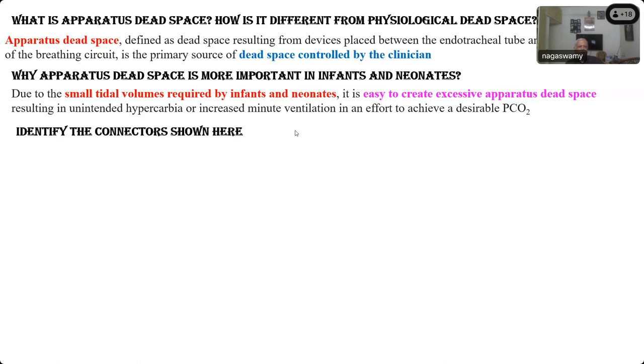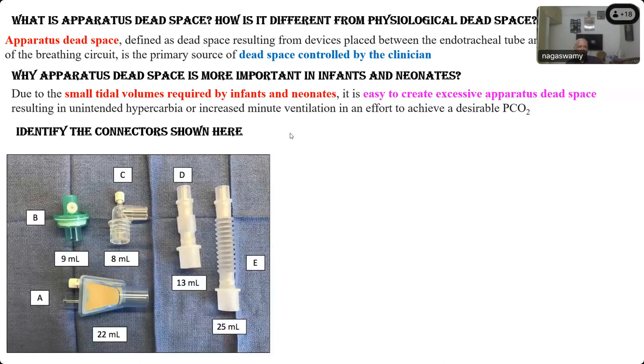Now I am showing a few connectors which are here. Can you identify or name them? You have A, B, C, D, E, and I have given their volume, which will create that amount of dead space. Apparatus A is going to give 22 ml dead space. This is going to give 9 ml dead space. This is 8 ml dead space. This is 13 ml dead space, and this is 25 ml dead space. How many can you identify? What is A? A is a white connector, white piece.